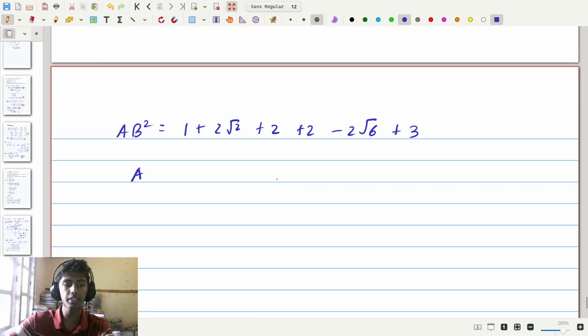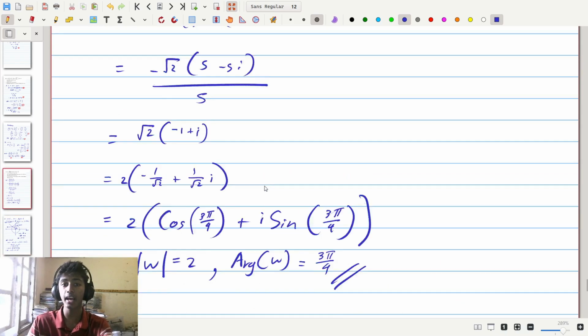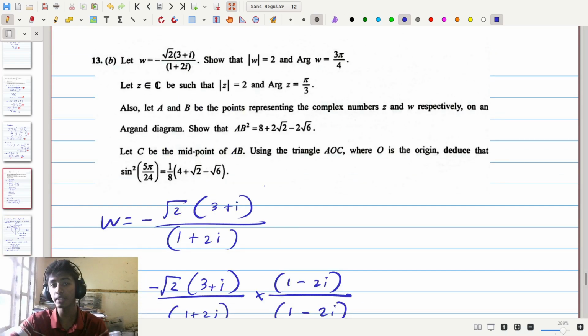Simplifying this down, we can see that AB squared is equal to 1 plus 2, which is going to be 5, plus 3, which is going to be 8, plus 2 times the square root of 2, minus 2 times the square root of 6, so minus 2 root 6. And that's our answer. And we can see up here, that is the exact answer that we're supposed to get. We're supposed to get that AB squared is equal to 8 plus 2 root 2 minus 2 root 6.